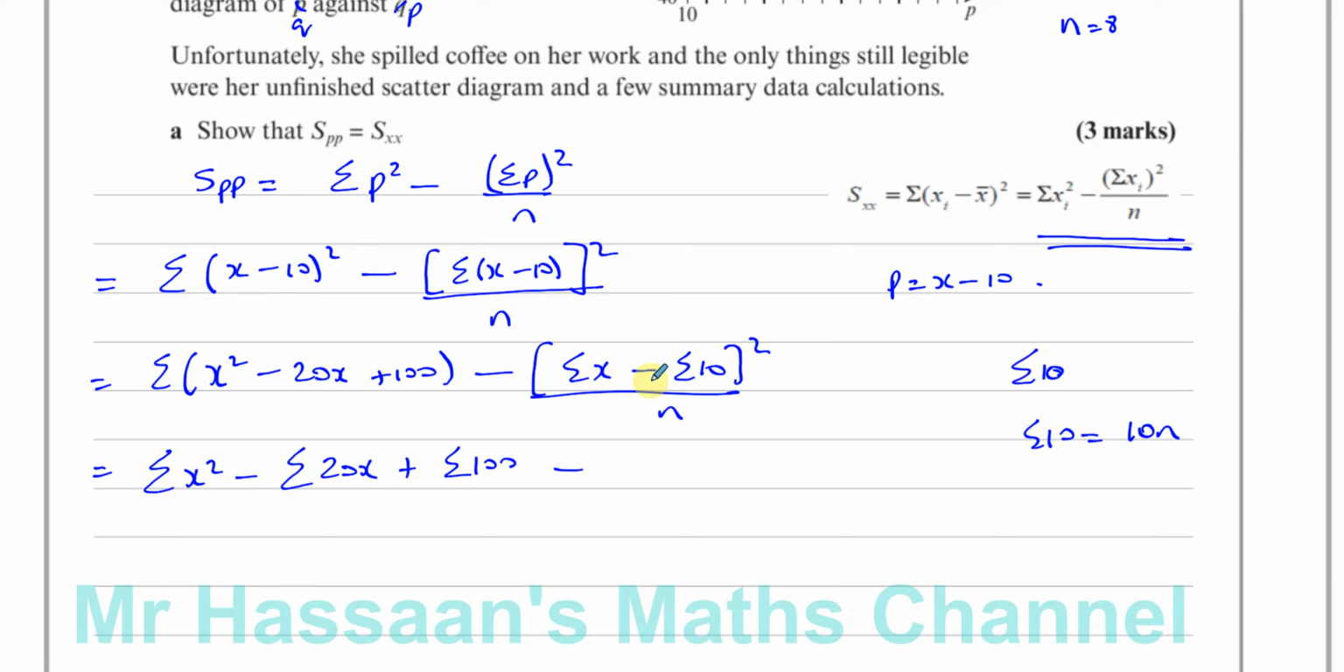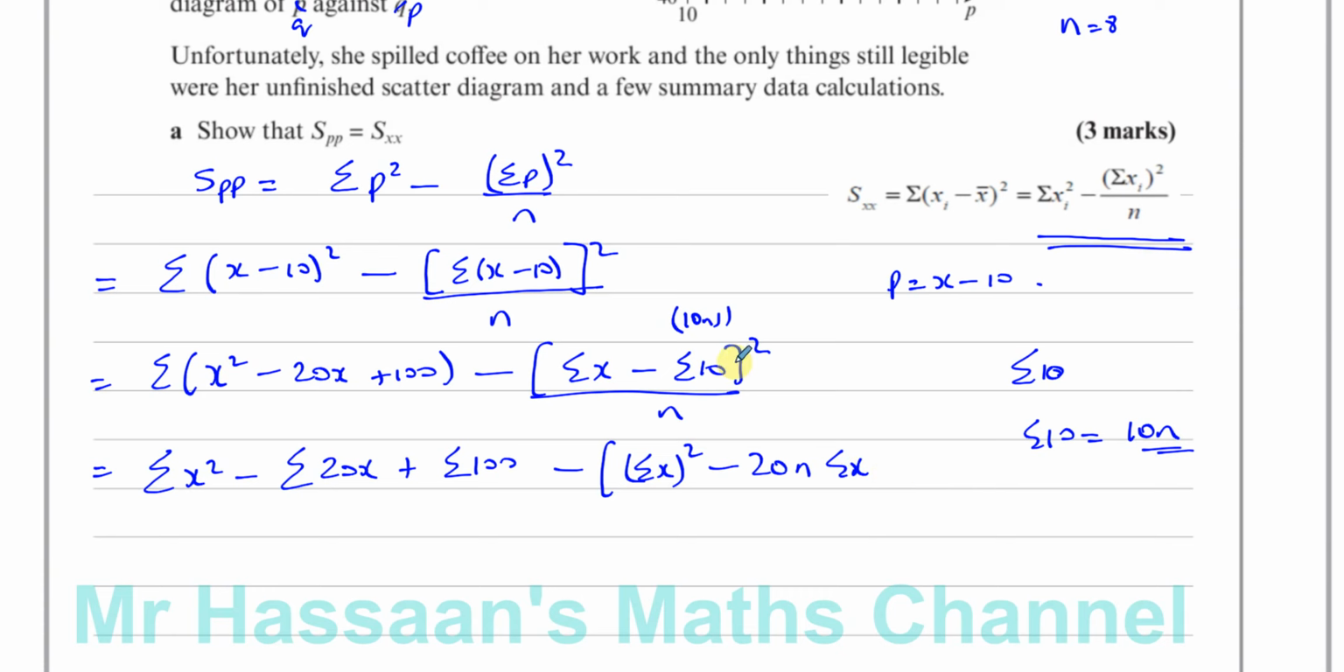And what I'm going to do now is square this bracket. I'll keep the bracket here. So this is basically all of this squared. So the sum of x all squared, and then I'm going to have 2 times the sum of x times the sum of 10. Remember, the sum of 10 is equal to 10n, so I'll replace this with 10n. So this is going to be minus 20 times n times the sum of x, because you're going to have 2 times this times that, the middle term. When you do the sum of x minus the sum of 10 squared, remember this is 10n, so it's 20n times the sum of x.